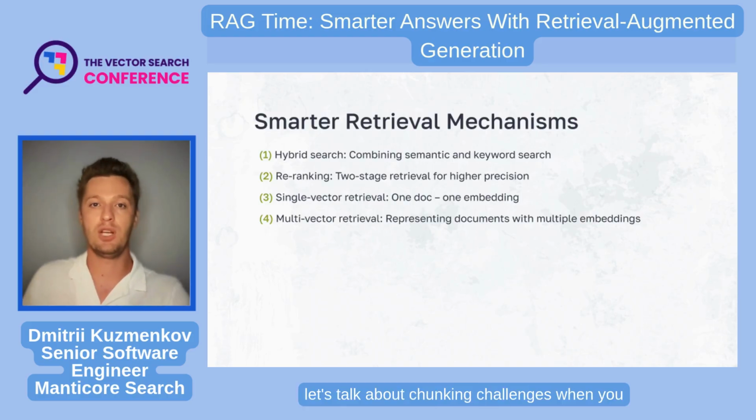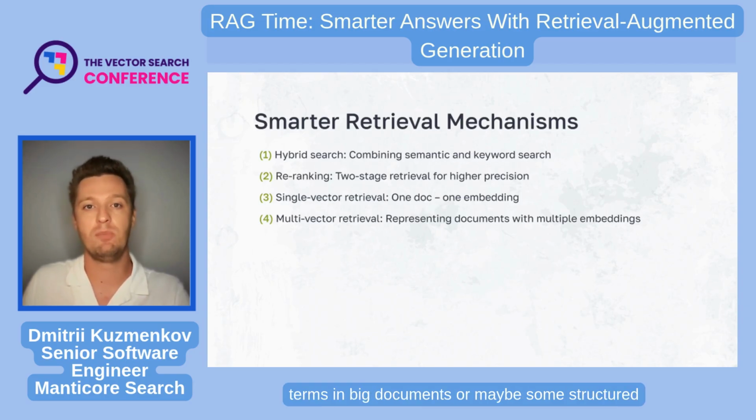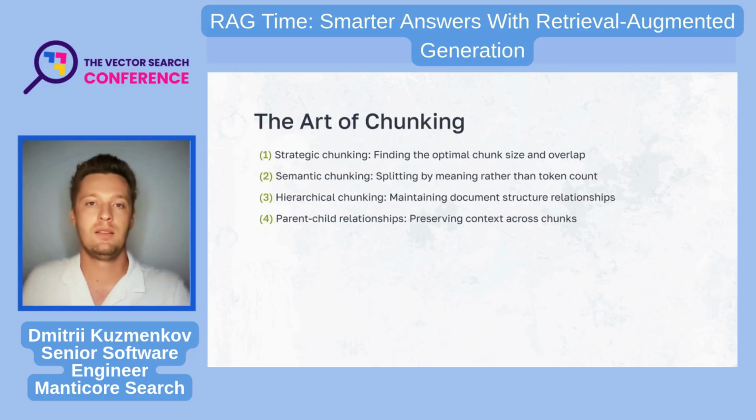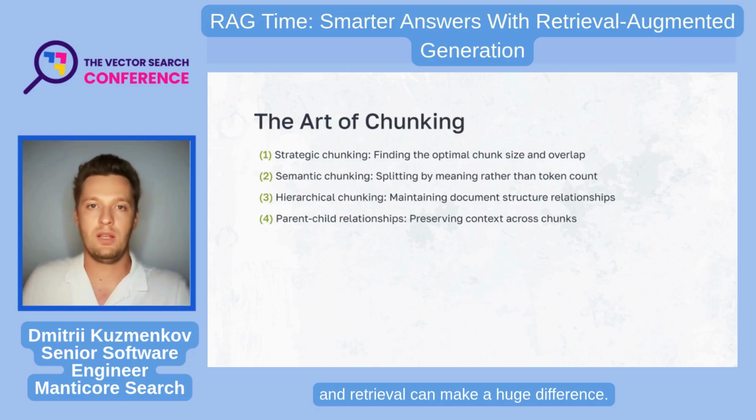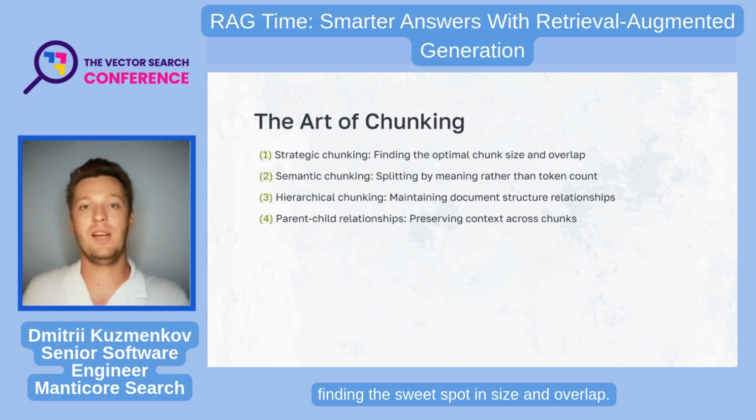Now let's talk about chunking challenges. When you want to split something really huge to be able to flexibly search for some terms in big documents or maybe some structured data, how you divide the document for storage and retrieval can make a huge difference. So strategic chunking is about finding the sweet spot in size and overlap.